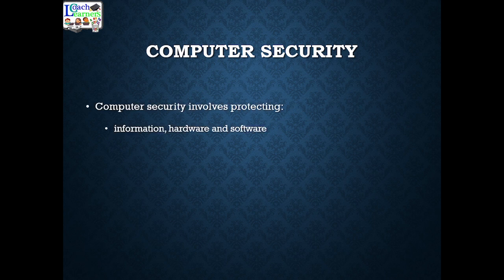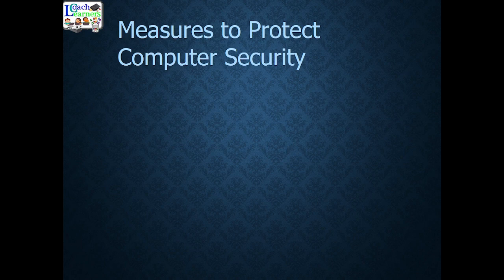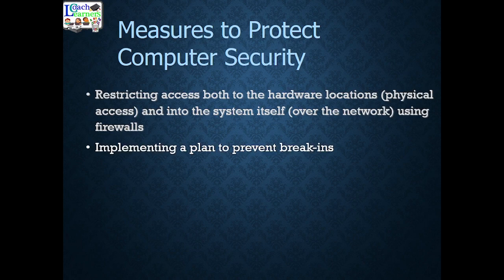Then we have computer security. We need to ensure that we protect our computer resources, for example information and hardware, from unauthorized users who can damage them, from people who can sabotage, or from natural disasters, right? All these are ways of ensuring that we have proper computer security. Maybe we forgot to mention that we also need to have a good backup plan in case there's a natural disaster, for example. We need to ensure that we can always proceed with normal operations. So what are the measures to protect computer security? You have to have some restriction, right, or right access.